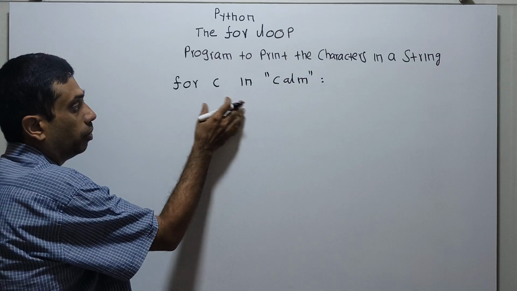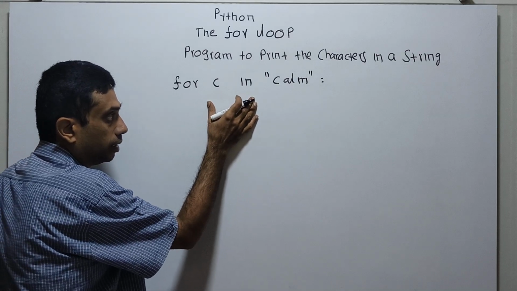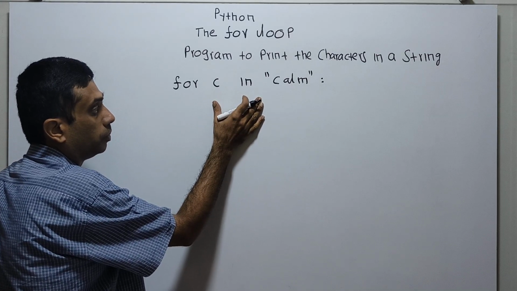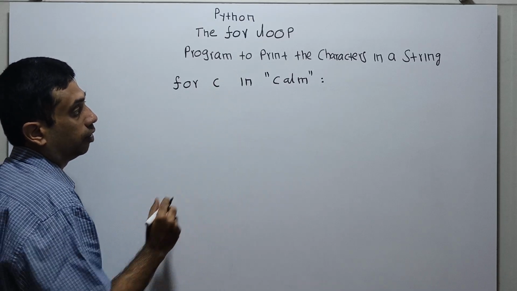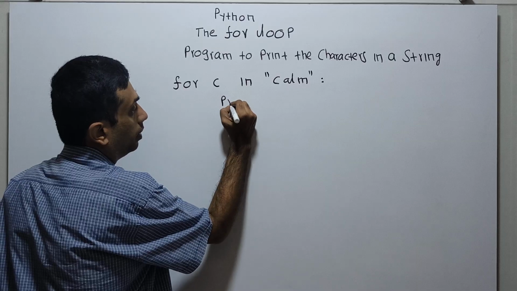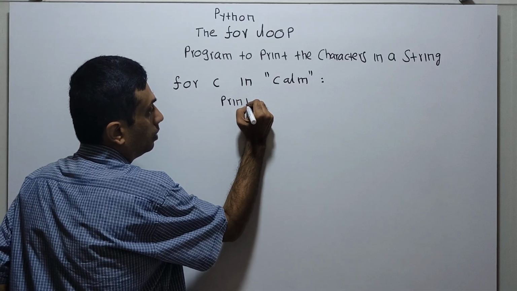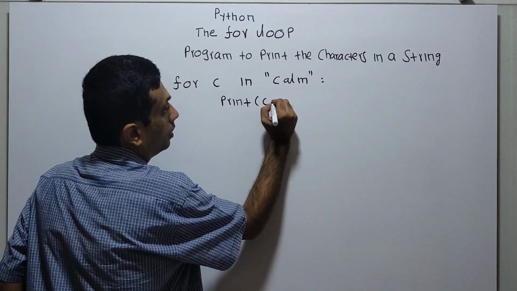In the body of the for loop I have to give indentation for the scope of the for loop. That means if you give indentation, then the statement is in the scope of the for loop, in the body of the for loop. Here I am giving print C.